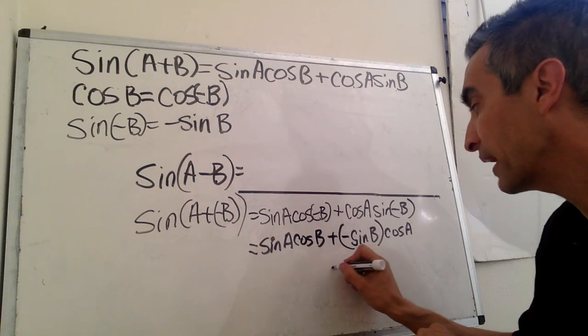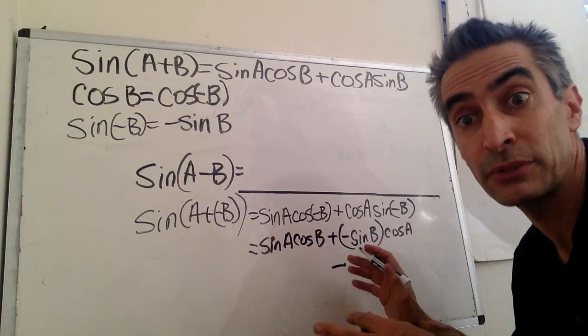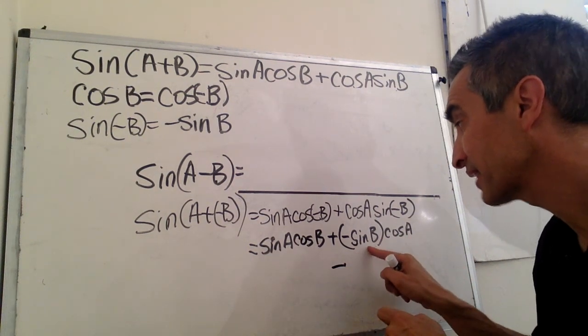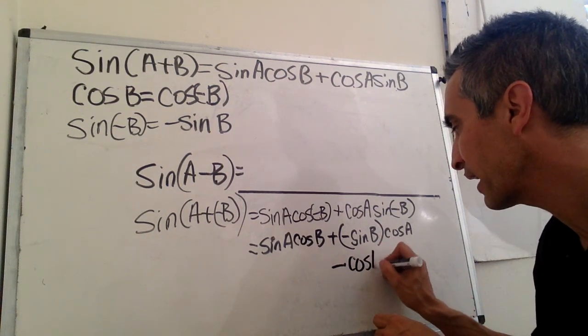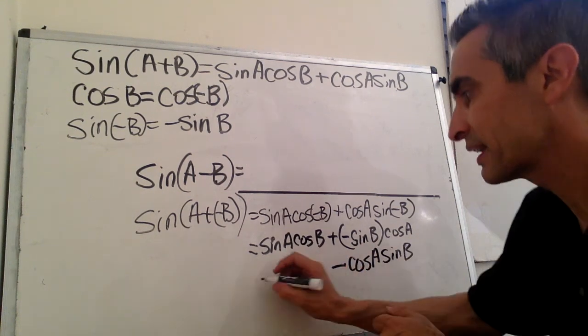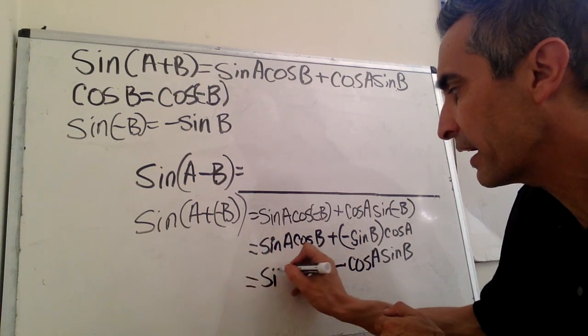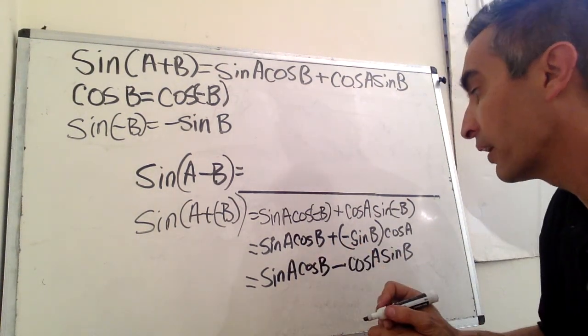We get minus, and I'm just going to bring the cosine of a in front. Remember, multiplication is commutative. I can write this as minus sine of b times cosine of a, or I can write it as minus cosine of a times the sine of b, and everything else stays the same here, equals sine of a cosine of b. So there we have it.